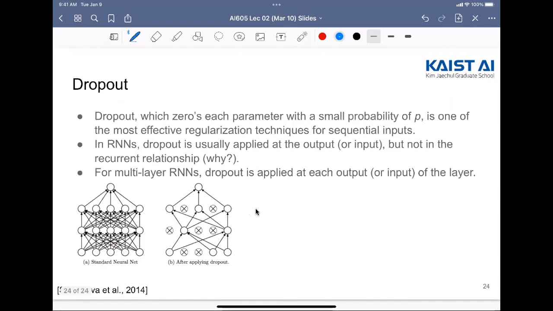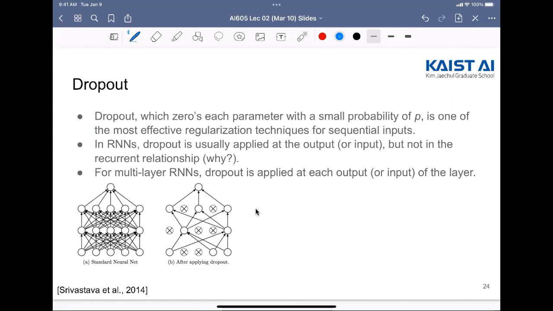And the last thing, something you probably learned in the previous class, is that dropout is quite effective in RNNs. But one thing is that you don't want to apply dropout in the recurrent relationship, because that means it goes through a lot of dropout nodes as T increases. So the important thing is that dropout has to be applied at the output, not in the recurrent relationship.